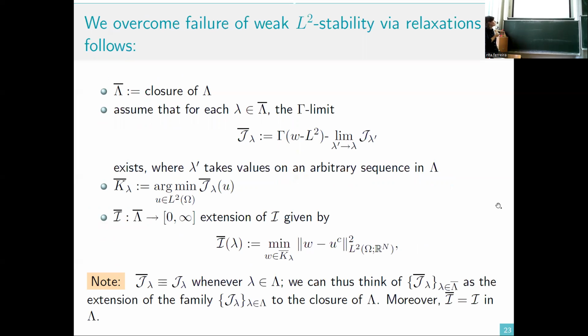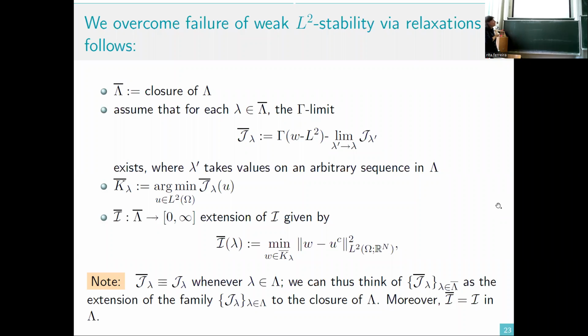So we take the closure of our initial set, and then we make an assumption here, which of course in practice we have to verify. We assume that for each lambda in the closure of our set, these gamma limits do exist. This is like a relaxation. This is the lower semi-continuous envelope. You fix a lambda in the closure, you take any sequence converging to lambda, and then you look at this gamma limit. You have to prove that they do exist.